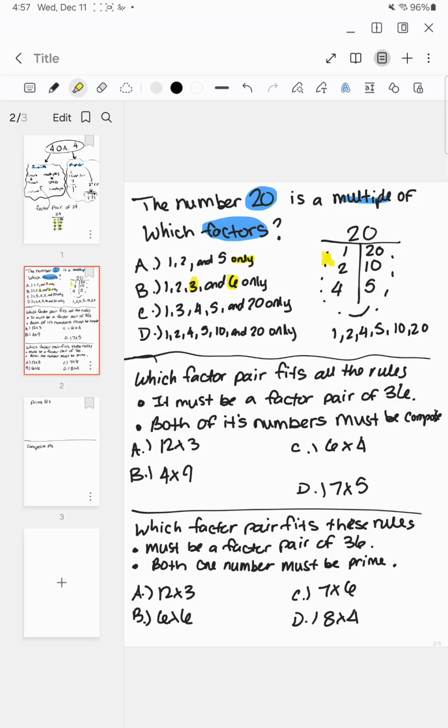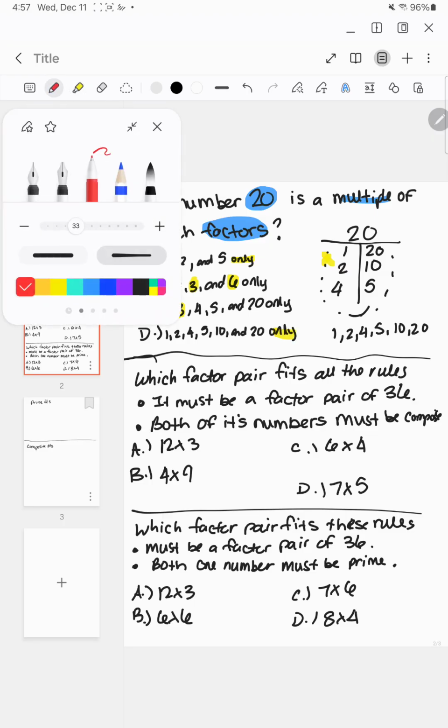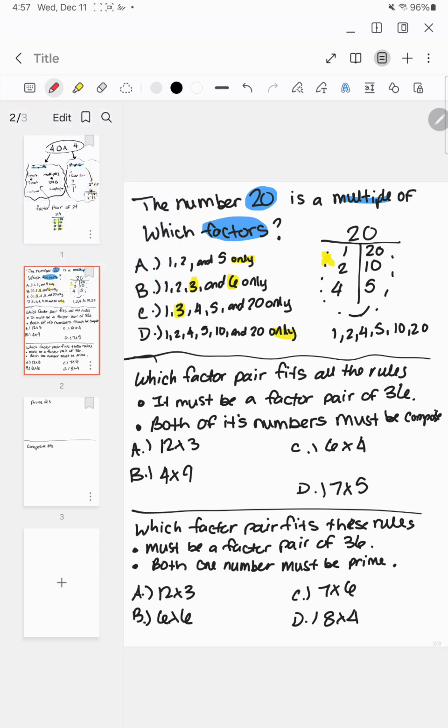Now, if I look at C, I see 1. Again, I see 3, because I can use 1. I can use 4 and 5, but I can't use 3. Again, 3 times nothing will equal 20. So let's look at D. It's got 1, 2, 4, 5, and 10, and the keyword only. So I'm going to go ahead and cross out my dumb answers. I can't think of a better word than dumb answer, but those are the ones that I know I don't even have to waste my time with.